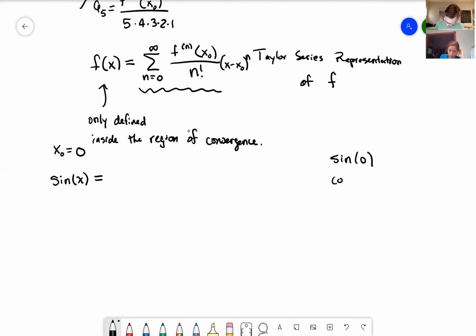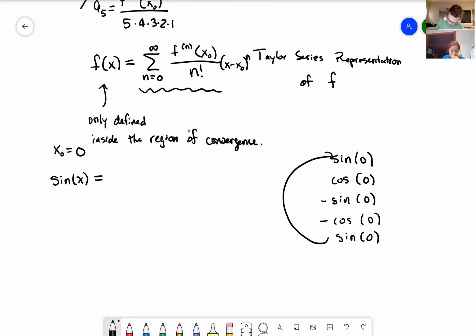And its first derivative is cosine. So we'll evaluate cosine of 0. Now the derivative of cosine is negative sine. And the derivative of negative sine is negative cosine. And then the next one is sine of 0 again. So the fourth derivative is the 0th derivative. So if we can evaluate these 4 right here, then we'll know all of the derivatives that we need to know in order to determine the Taylor series, or the Maclaurin series in this case.